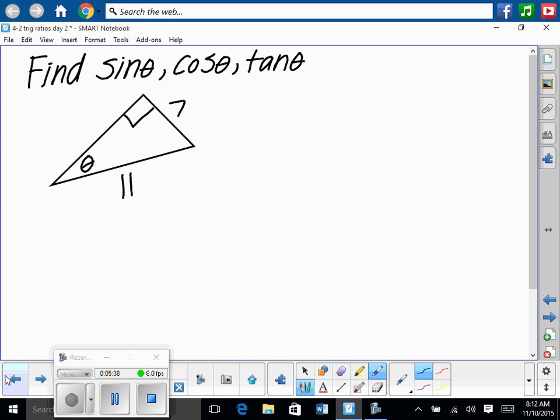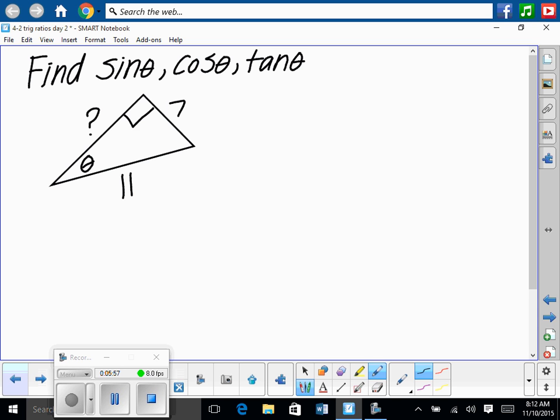Last one, then I'm going to let you work. Okay, so it says find sine theta, cosine theta, tangent theta. Given this right triangle, we're going to go through really quick, find sine, cosine, tangent. Since we're finding all 3, don't we need to know all sides? Yeah? So we don't know this side.